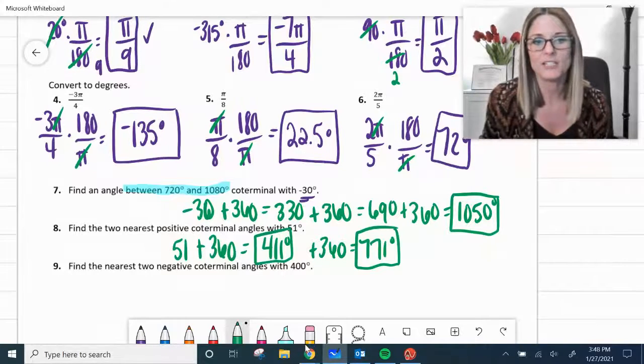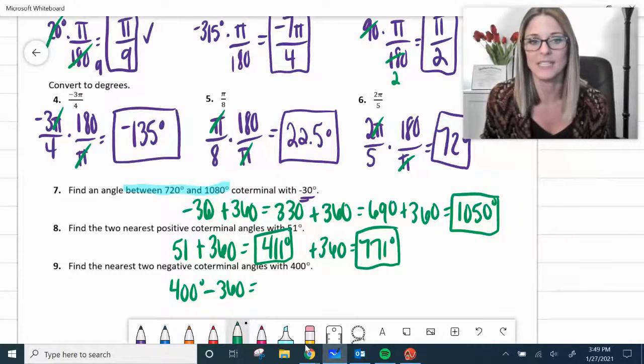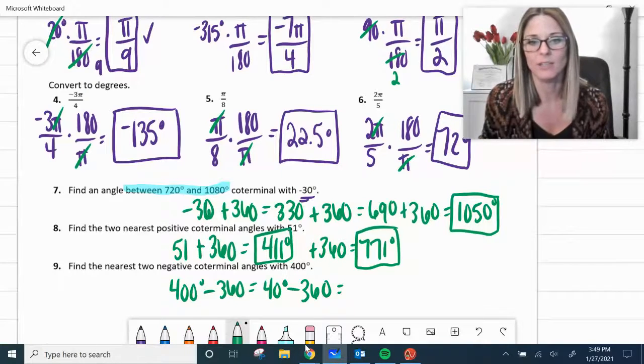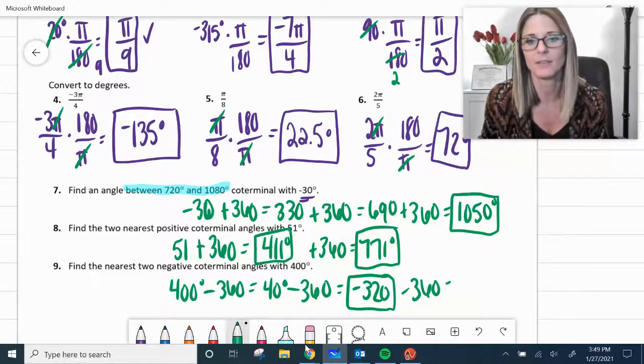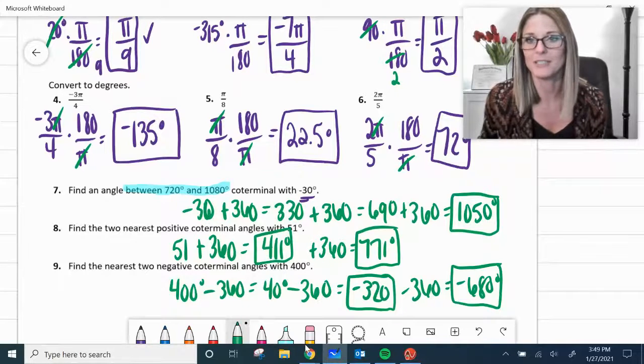Number 9, find the nearest two negative coterminal angles with 400 degrees. Guess what I'm going to do? The same thing, but I need it to be negative, so let me start subtracting 360. 400 minus 360 would give us 40 degrees. Is that negative? No. Keep going. Subtract 360 and that will give us negative 320. Does that work? Okay. I need two answers, right? So subtract another 360 and get negative 680. Two negative coterminal angles with 400 degrees.